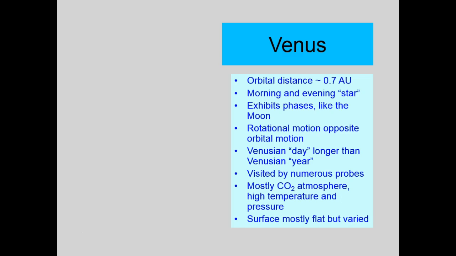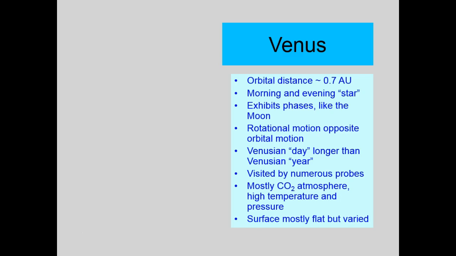The surface is mostly flat, but it does have some mountains and volcanoes and other things in it. It does have some variation. So, several weird things about Venus. Brightest, it's closest to us. Those aren't weird, but they're the closest.